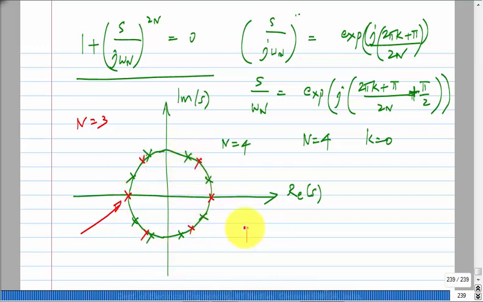Now, what is this? These are the roots of d of s times d of minus s. So how do I choose d of s? Which ones should I assign to d of s? These things are roots of d of s and d of minus s, and of course, they will all be symmetrical. So, for n equals 4, I have to choose 4 of them and throw them into d of s. Which ones will I choose?